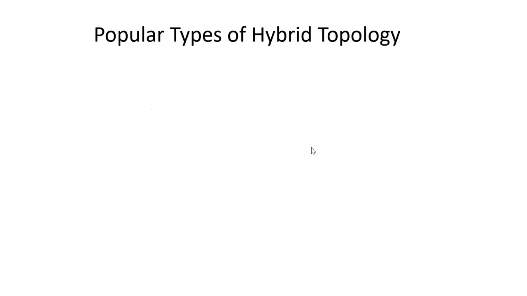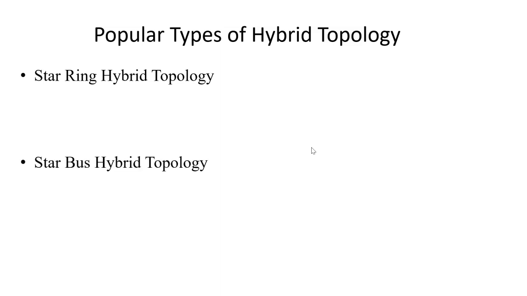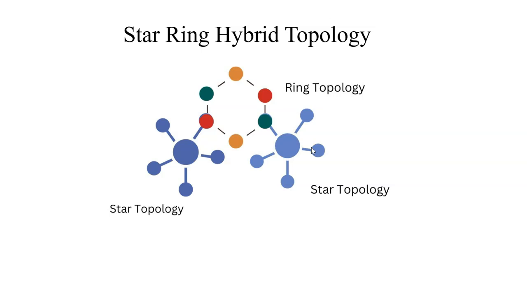Here are some popular types of hybrid topologies. First one is the Star Ring Hybrid Topology. You can see here this ring topology allows two or more star topologies. With the help of ring topology, we can connect two or more star topologies. So this type of hybrid topology is known as Star Ring Hybrid Topology. Here in this Star Ring Hybrid Topology, flow of data is either unidirectional or bidirectional.